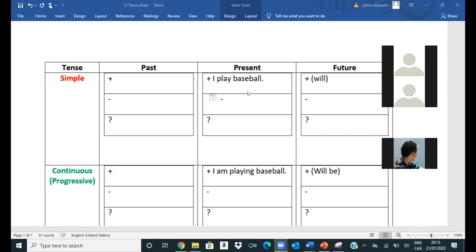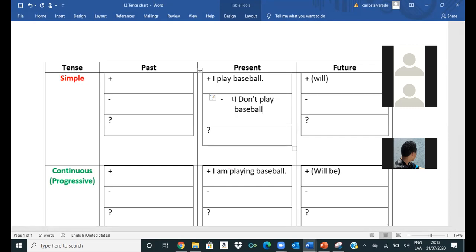Okay. So I play baseball. Negative. I don't play baseball. Okay. Question, do you play baseball? Okay. You can change it, right? Now, ¿qué pasa si yo quiero usar he or she or it? Does. Auxiliary is does. El auxiliary es does. So esa es la regla del simple present, right? Do or does. Does for he, she, it.